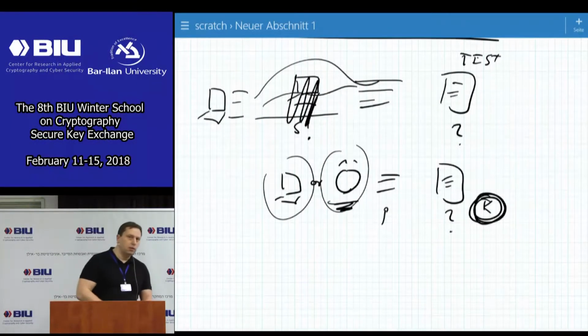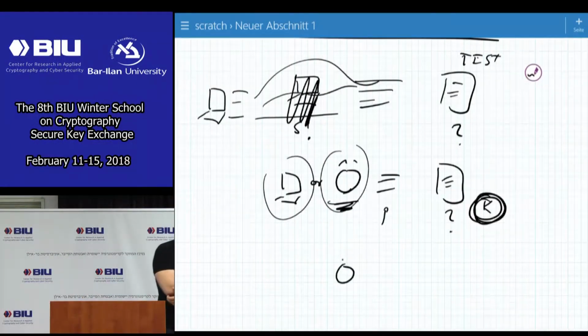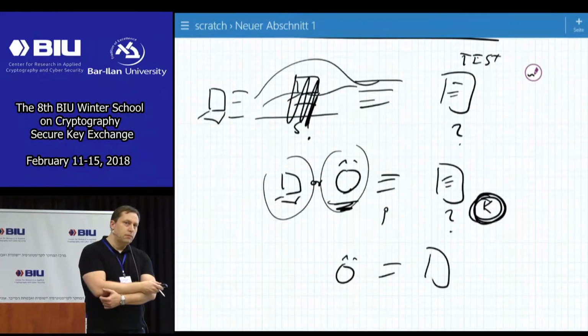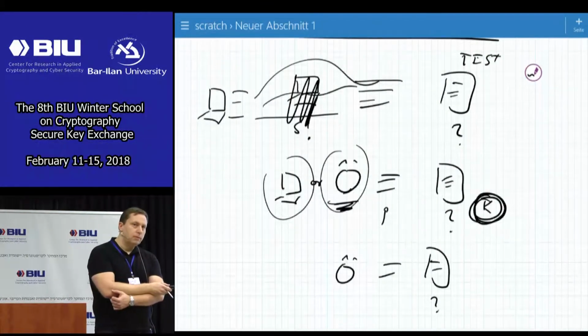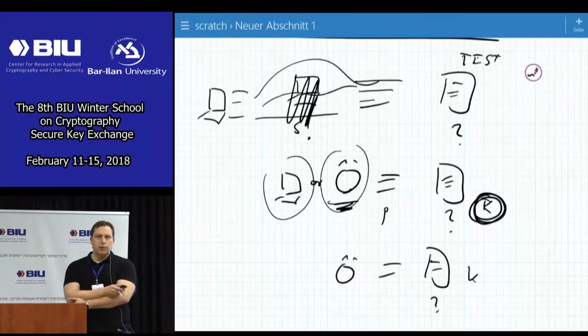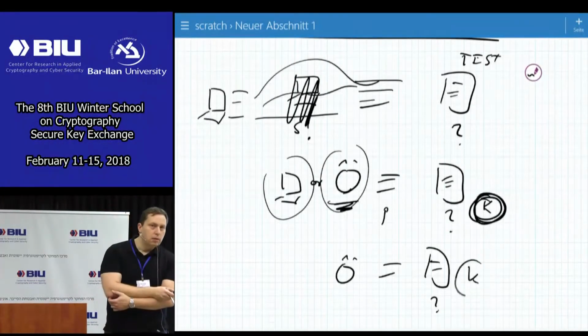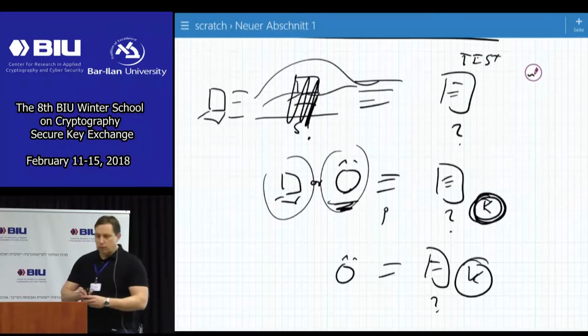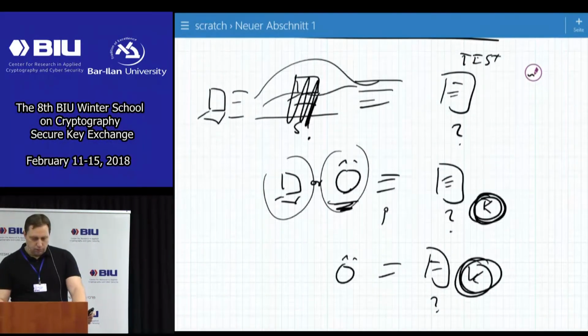Question: what's the point in revealing the key or getting the key when the other party doesn't even know what the key is? You cannot convince the client that this should be the key. I'm not sure if I got the question. It has a key that it created together with the server, so what? Yeah, so you're talking about the previous case, right?